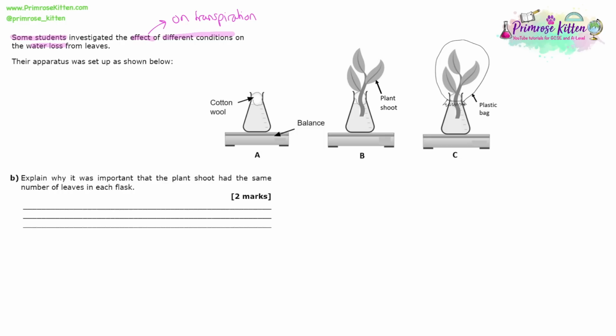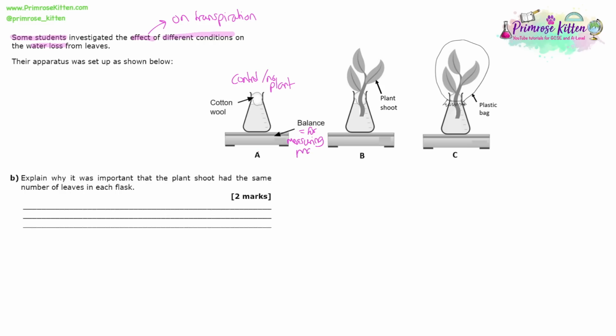So we've got 3 different setups. So we've got 3 conical flasks on 3 different balances. We've got A that just has the balance and the flask with the cotton wool with some water in it, but that's clearly the control. There's no plant there. We're clearly using balances here, which means that we must be thinking about measuring mass, and therefore we're measuring the mass that's going to be lost from the water.